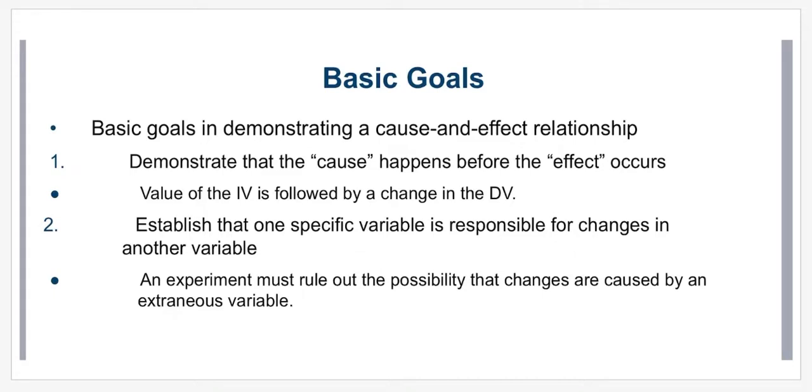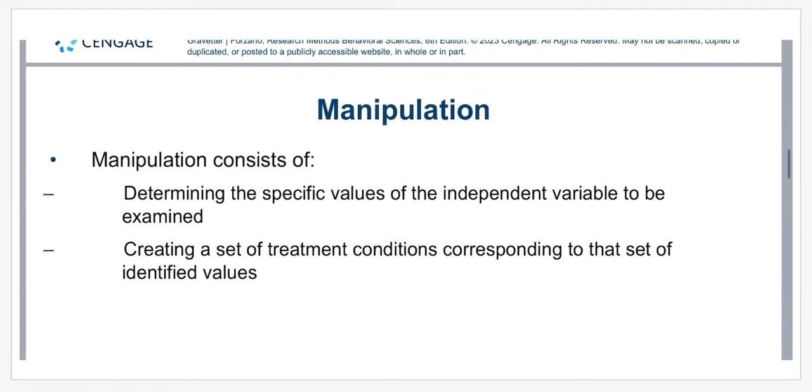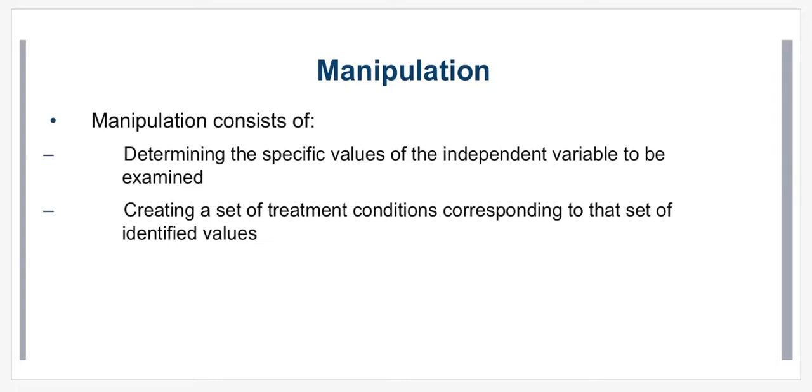We also want to establish that one specific variable is responsible, meaning that independent variable, for changes in the other variable, which is the dependent variable. So you are trying to rule out that the changes in the dependent variable are caused by anything other than the independent variable. They're not caused by any extraneous variables, right? So part of how we do that is manipulation of the variables.